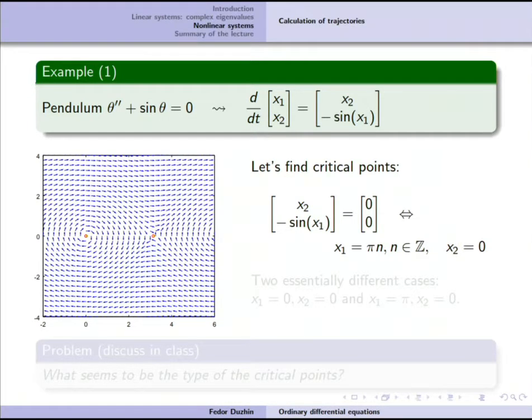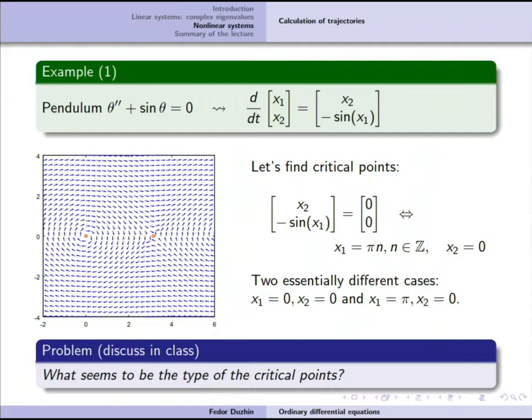Since sine is a periodic function with period 2 pi, there are two essentially different cases. If, say, (0, 0) and (pi, 0) are different, but (2 pi, 0) is the same as (0, 0), and (3 pi, 0) is the same as (pi, 0). Now you can try to stop the lecture and try to guess the type of the critical points.